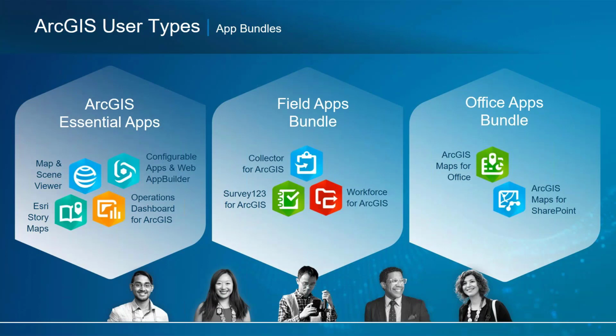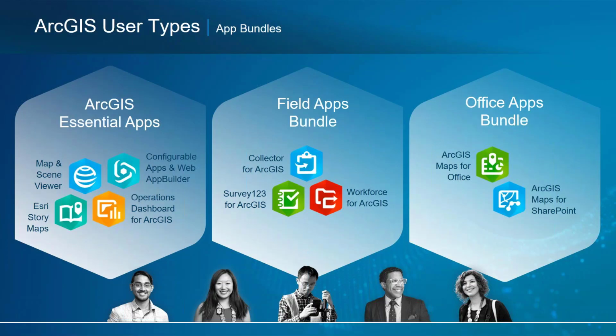So moving along to the next slide, we've got the different types of apps. The essential apps basically allow all of the users to go in and view the apps and maps that they have access to with their named user, with their logon. The viewer is able to view the maps, view the story maps and the dashboards, just not able to do any editing, where the editor and field worker, of course, are able to. You'll see that the Field Apps bundle has Collector and Survey 123. Those are both for gathering data, and then Workforce, which is for being assigned the data. The Office Apps bundle allows the creator and the GIS professional to use maps for Office and maps for SharePoint as well.